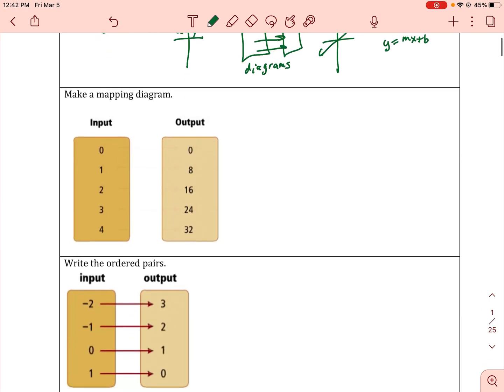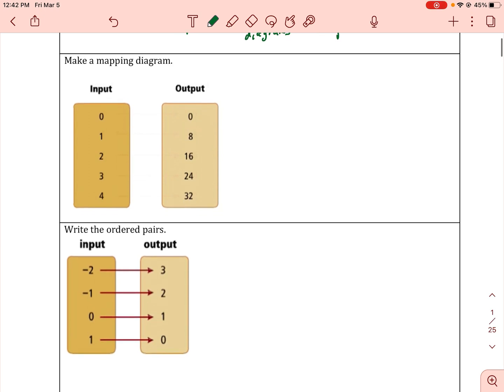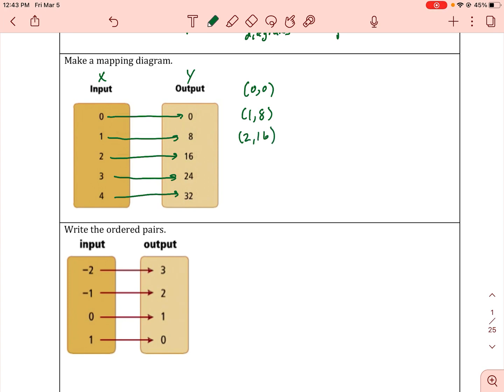So let's make a mapping diagram right here. We have input or our X value on the left, output or our Y value on the right. 0 will map to 0, 1 maps to 8, 2 to 16. And these can also be coordinates or ordered pairs where you have (0, 0), (1, 8), (2, 16), and so on and so forth. And it can also be a T-table.